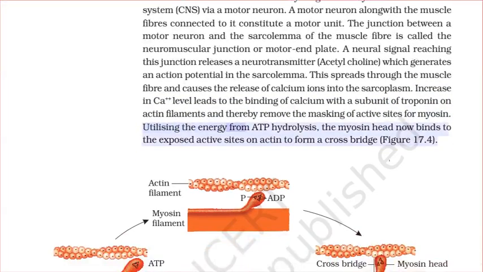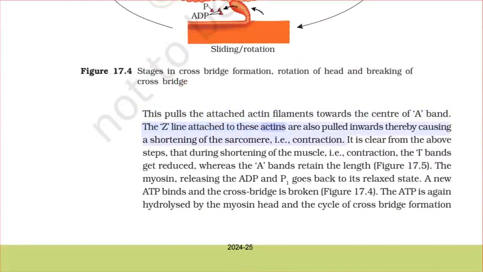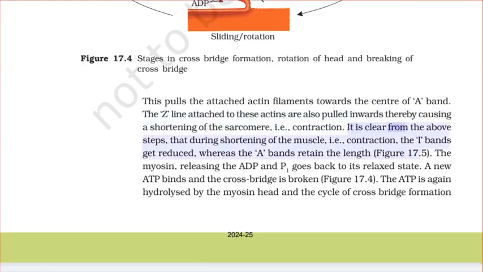Utilizing the energy from ATP hydrolysis, the myosin head now binds to the exposed active sites on actin to form a cross bridge. This pulls the attached actin filaments towards the center of A band. The Z-lines attached to these actins are also pulled inwards, thereby causing a shortening of the sarcomere, that is, contraction. It is clear from the above steps that during shortening of the muscle, that is, contraction, the I bands get reduced, whereas the A bands retain the length.